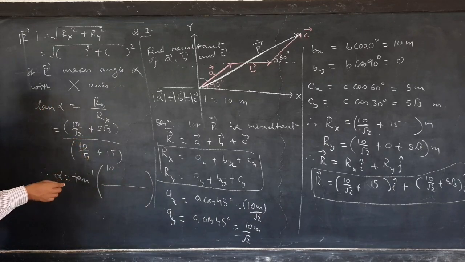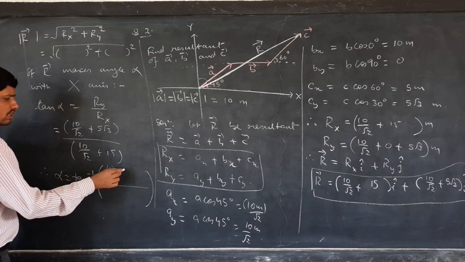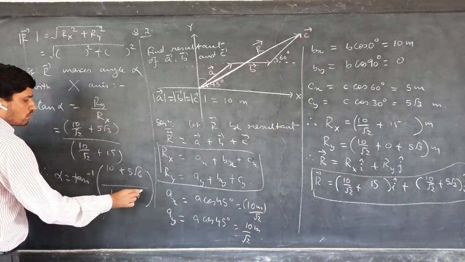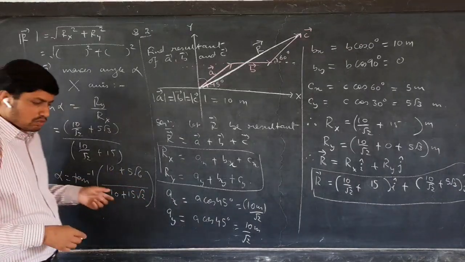So root 2, if you take LCM, it will cancel. You will be left with 10 plus 5 root 6, 10 plus 15 root 2. 5 also will be common, you can cancel it, you can do it yourself.